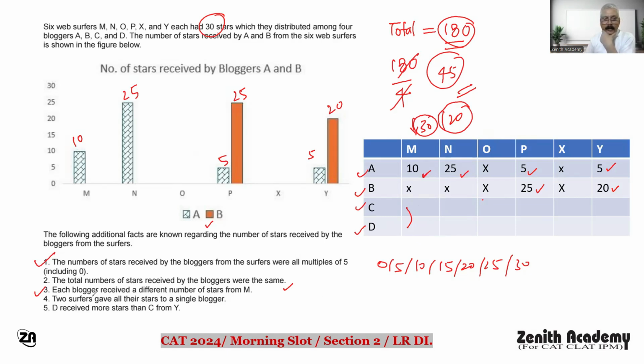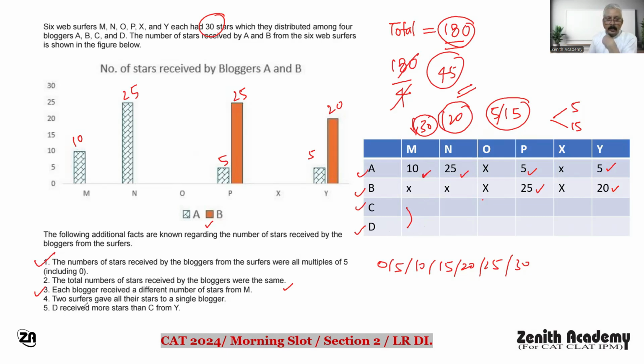And it is given that each blogger received a different number of stars from him. So 10 given to A. So out of 20, M can distribute 15 and 5, or 5 and 15. So 5 and 15, 20, right?